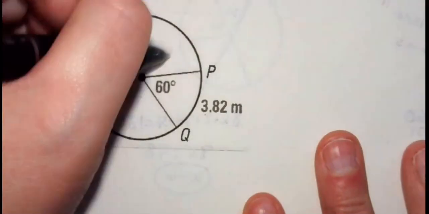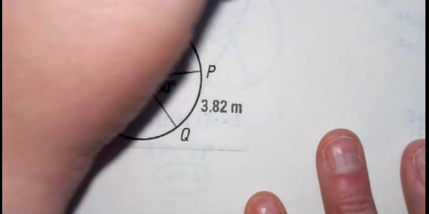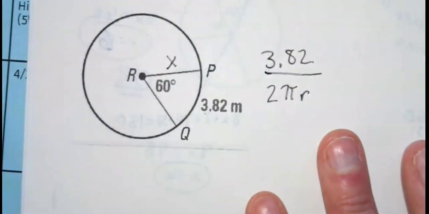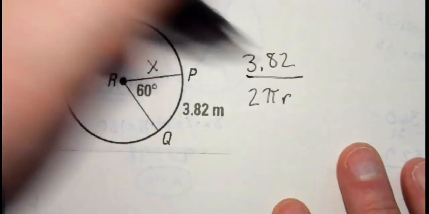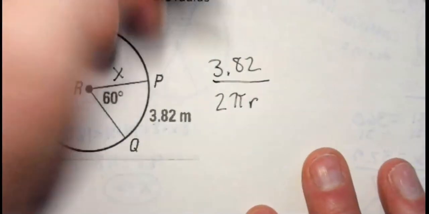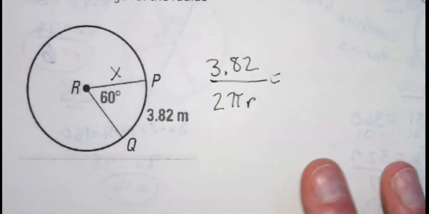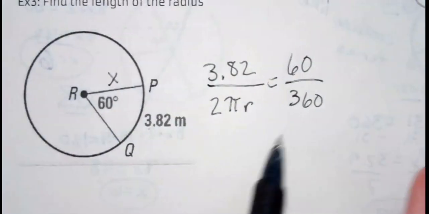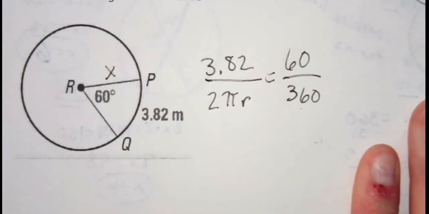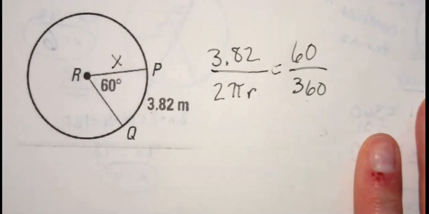What we need is going to be x, so my radius is going to be x. I'll go ahead and write that. Radius, x. So arc length is 3.82 over 2 times pi times r, because we don't know what the radius is. I guess I could write it as x, but I'm going to leave it as r. But this just shows what we're looking for. Equals central angle over 360. This is a pretty easy one to go ahead and simplify and make it 1/6 if you would like to. It just makes smaller numbers, but you don't have to.